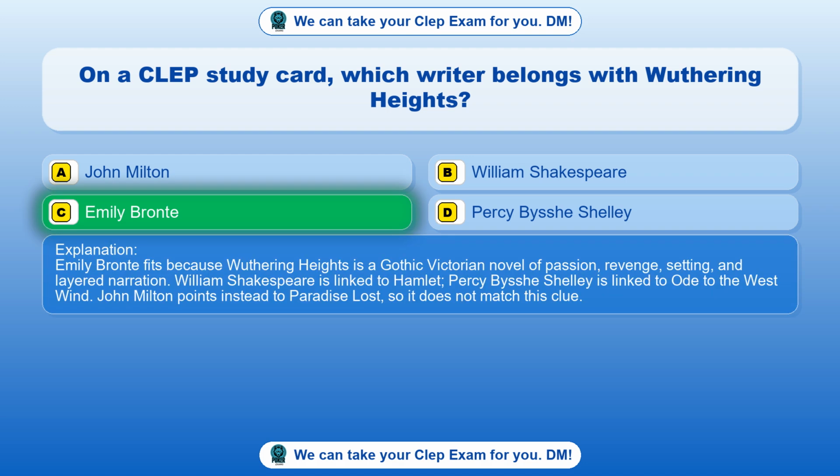Emily Bronte fits because Wuthering Heights is a Gothic Victorian novel of passion, revenge, setting, and layered narration. William Shakespeare is linked to Hamlet, Percy Bysshe Shelley is linked to Ode to the West Wind. John Milton points instead to Paradise Lost, so it does not match this clue.